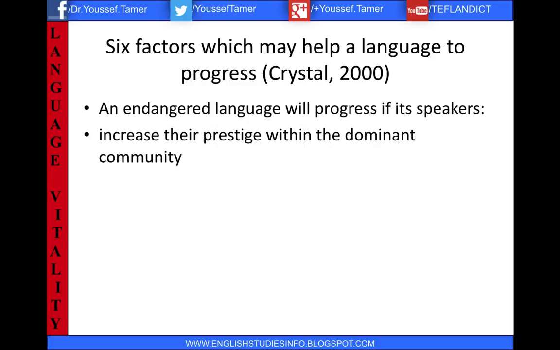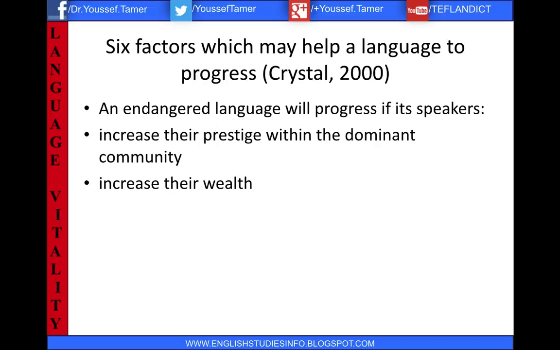And not only that, they have increased its prestige via printing it. That's why, even before the Royal Amazigh Institute, the printing of books and novels and theaters and so on existed. So what happened is that they have increased the prestige of their language within the dominant community. So this helped in the progress of Amazigh.